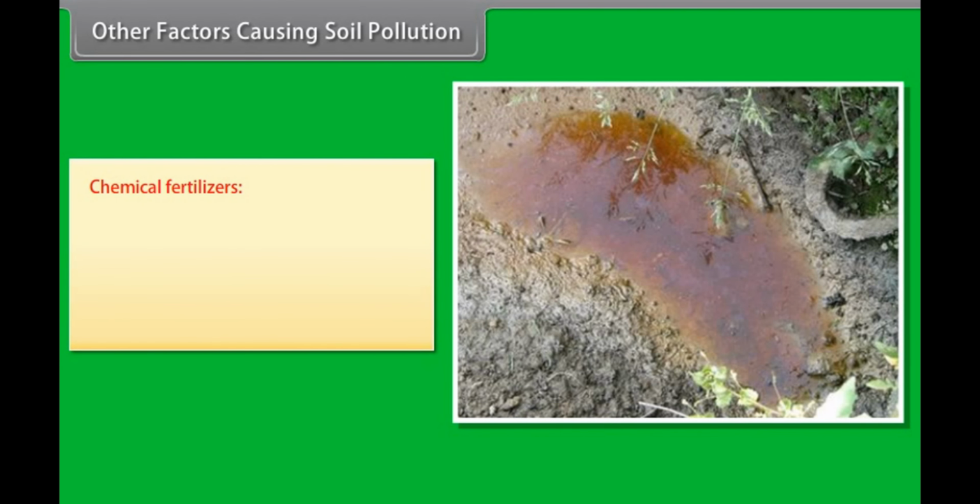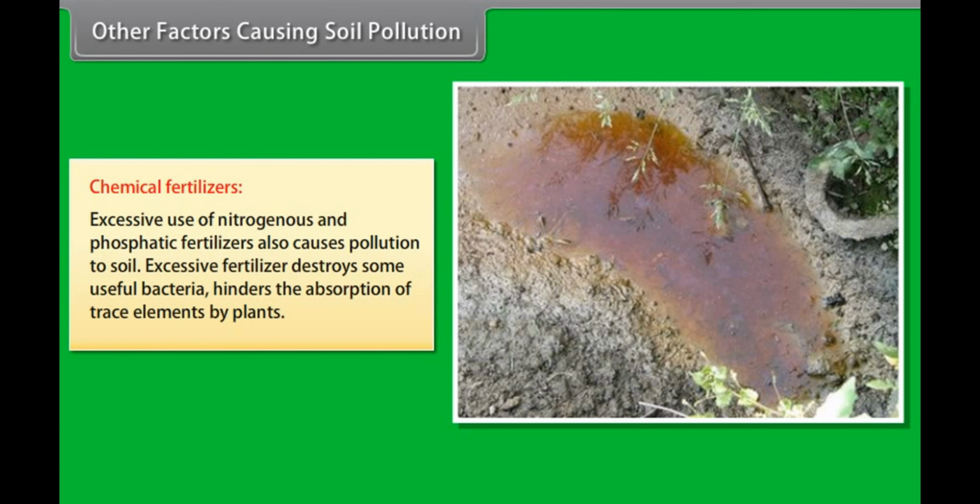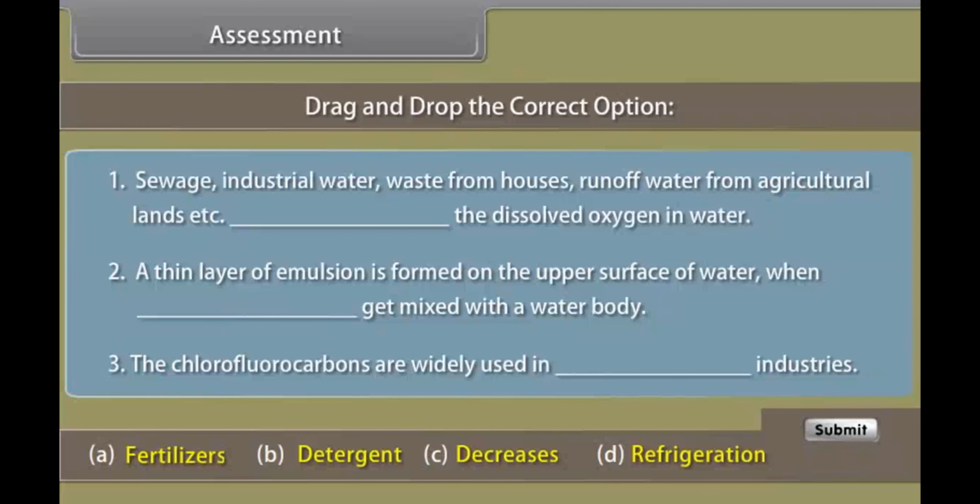Chemical fertilizers. Excessive use of nitrogenous and phosphatic fertilizers also causes pollution to soil. Excessive fertilizer destroys some useful bacteria, hinders the absorption of trace elements by plants.